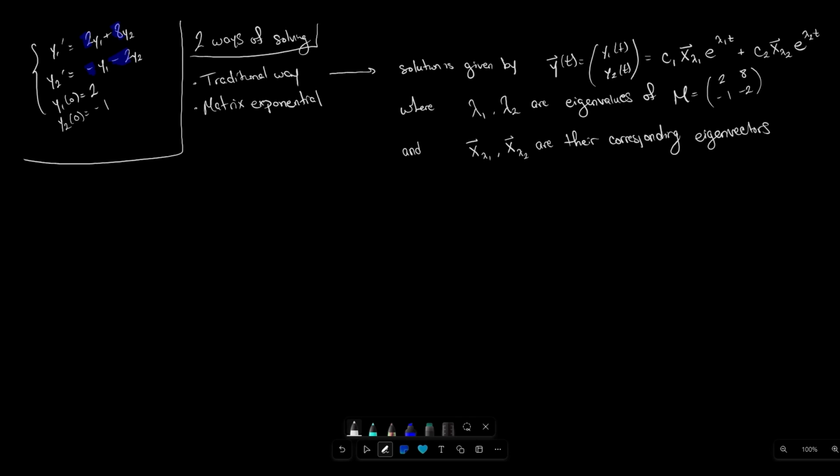So I'm going to solve it, and then I'm going to have to find c1 and c2 to satisfy the initial conditions. Let's go ahead and find those eigenvalues. It's probably been a while. So to find eigenvalues, we start with the characteristic equation.